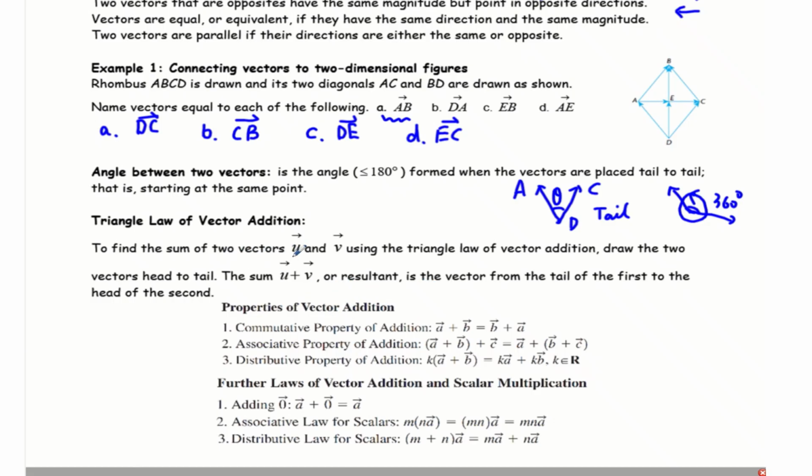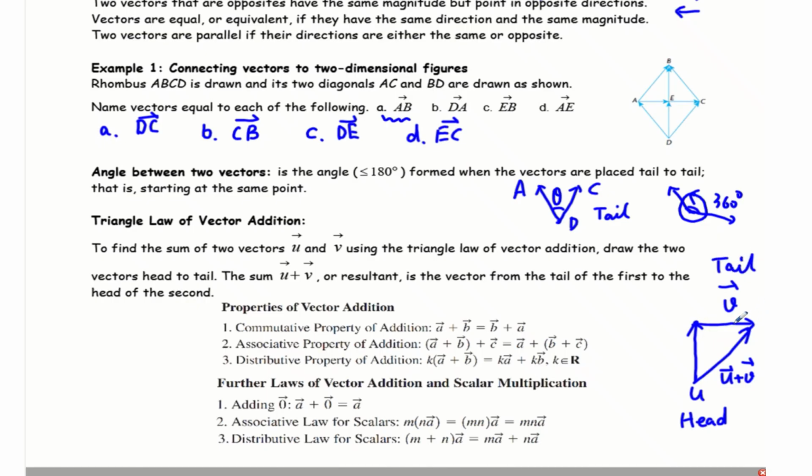To find the sum of two vectors, we could use the triangular law of vector addition. We just draw the triangle. From U, this is U, then the head goes to another one's tail. Then U plus V will be this, from the head of the first vector to the tail of the last vector.